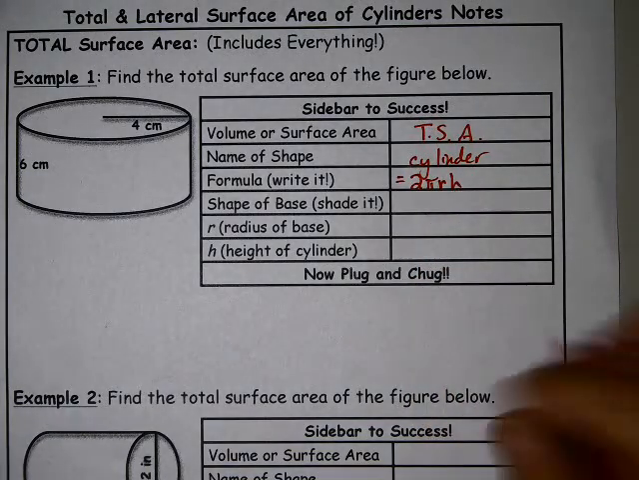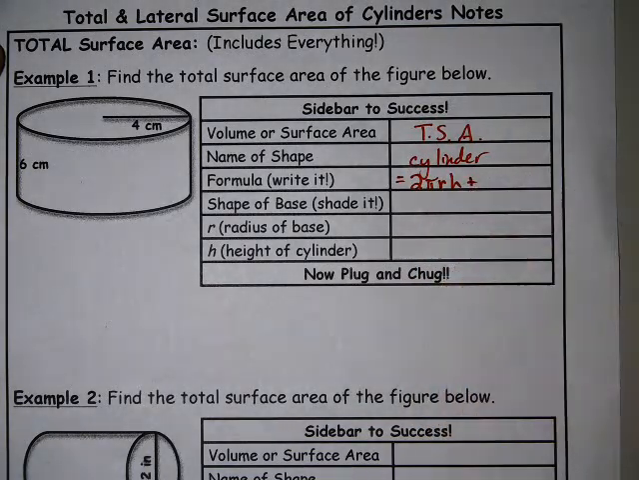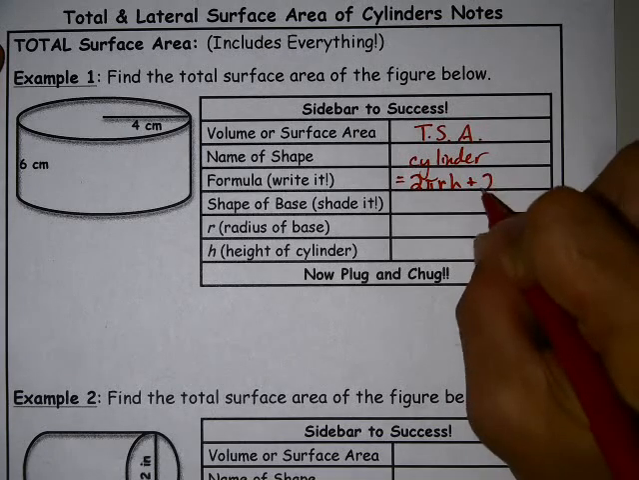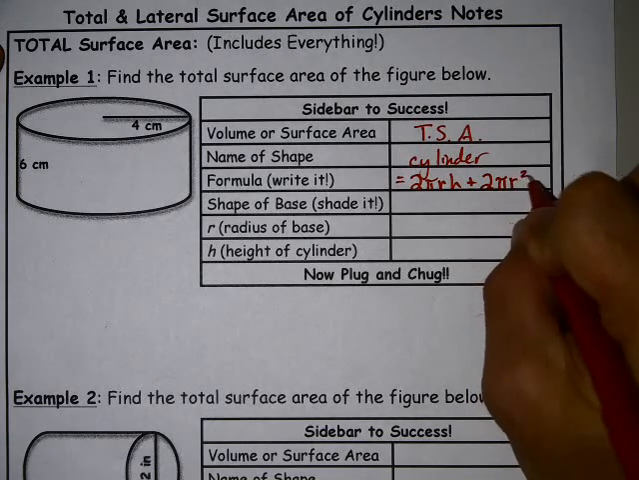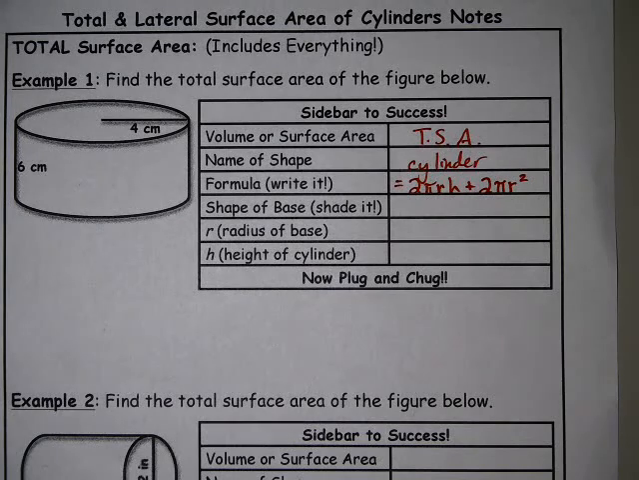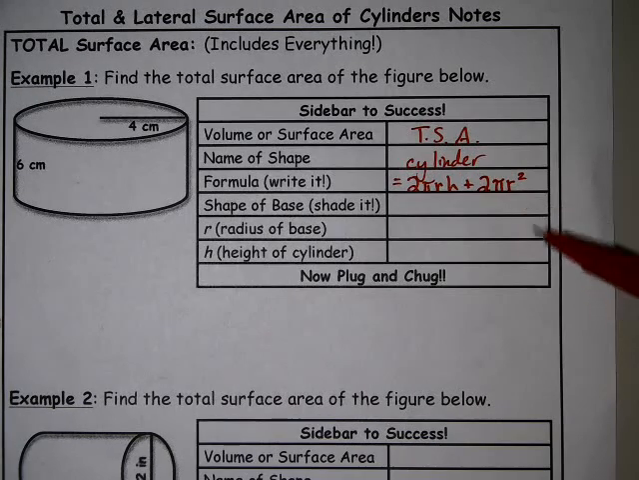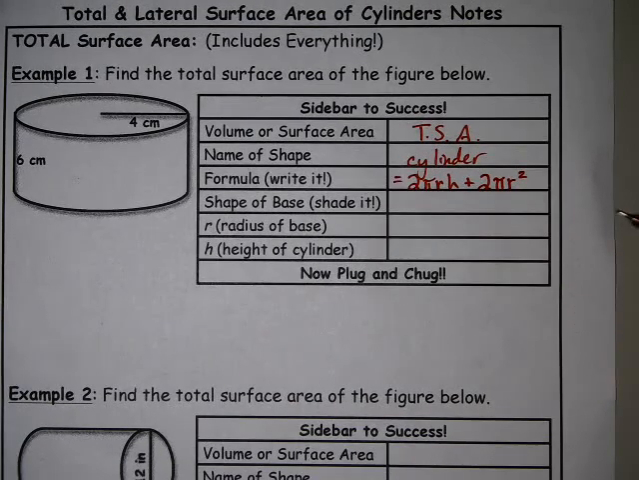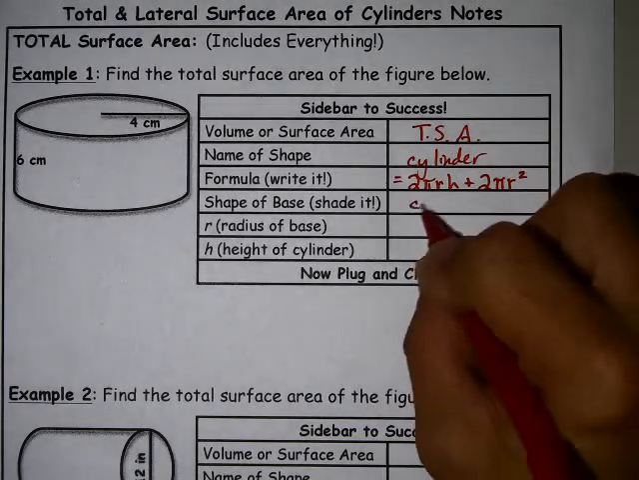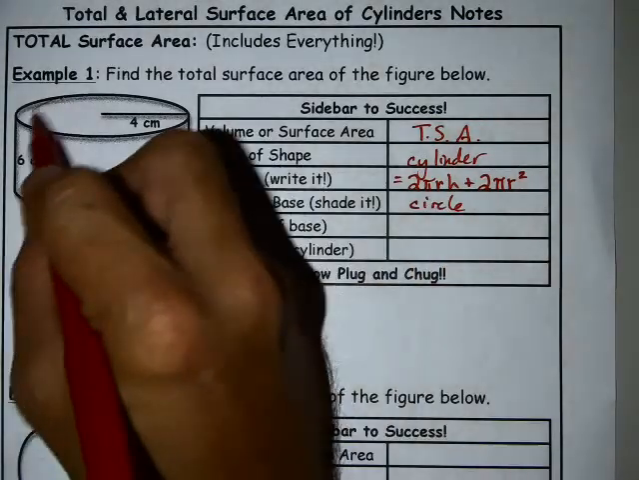The formula is a little bit longer, but it does start out the way the other one did. 2 pi radius height. But then the back end of it is 2 pi radius squared, which kind of looks like 2 times big B that we used with those other shapes. And the big B in this case is pi times radius squared, because now we're just adding the area of the two bases that we found to the lateral surface area that we find at the beginning. So shape of the base is a circle. We're going to shade it in.